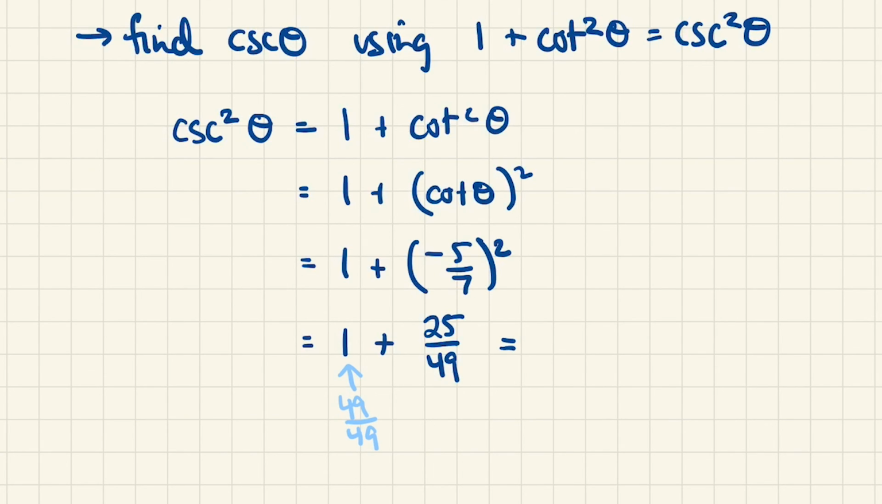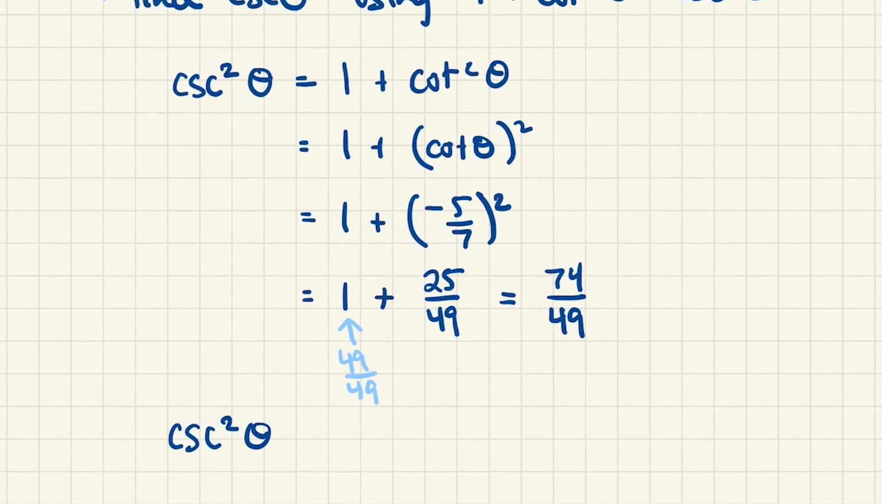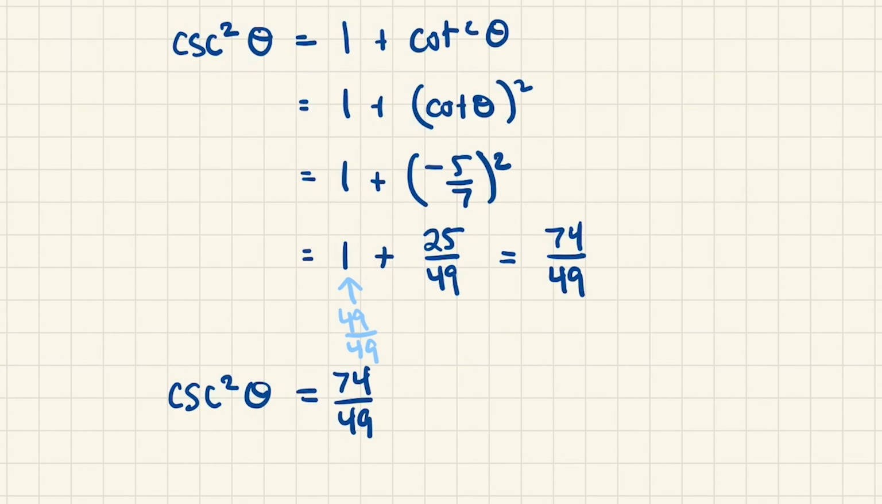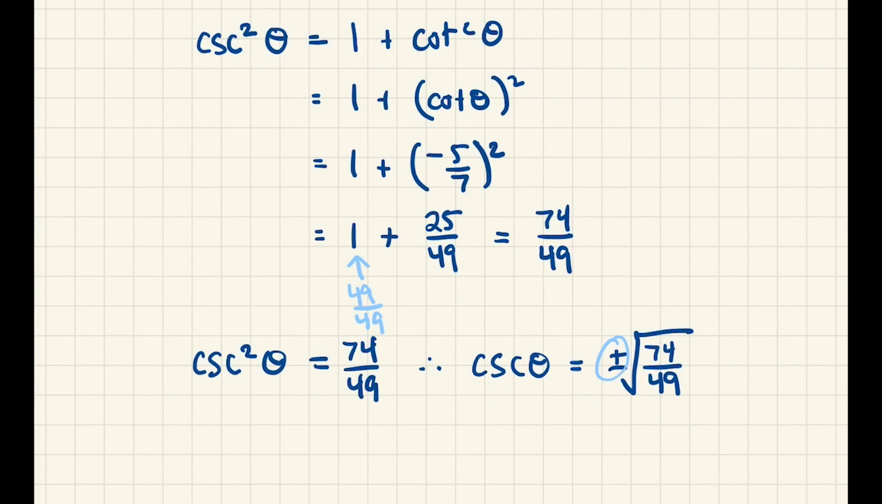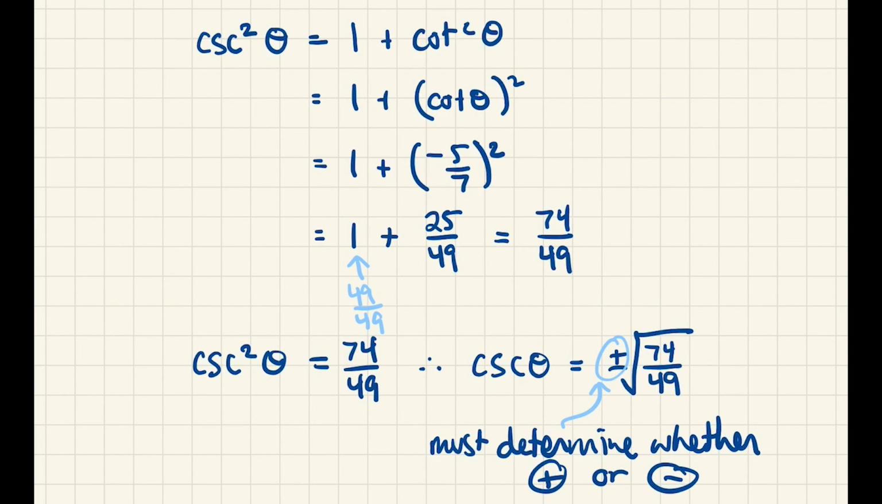And with a common denominator here, we get 49 plus 25, which is 74 over 49. So cosecant squared is 74 over 49. That means that to find cosecant, we would just take the square root. However, our answer ought to be positive or negative, so we need to actually figure out whether our solution here is positive or negative. And the answer to that depends on the quadrant of theta.